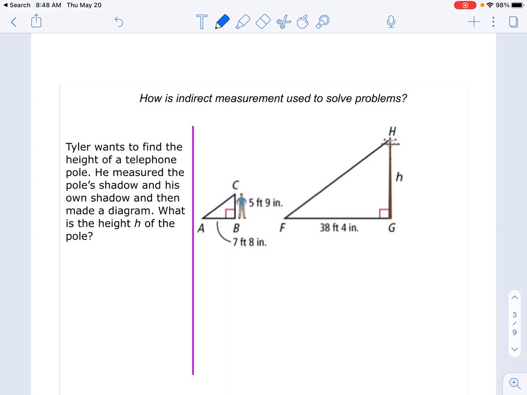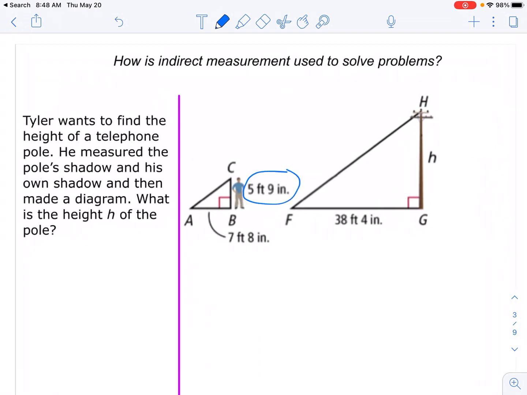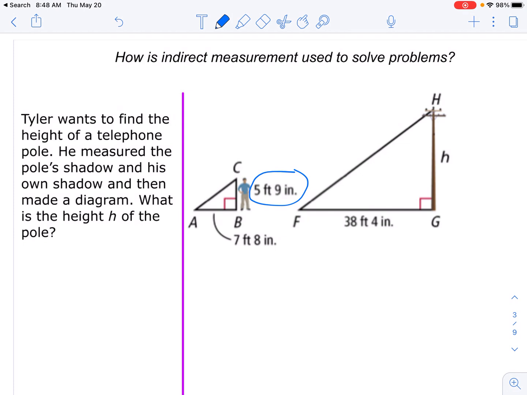He measured the pole's shadow and his own shadow and then made a diagram. What is the height of the pole? So the first thing I'm going to do is to convert all of these into inches so that I'm working with the same measurement, the same units. There are 12 inches in 1 foot. So if there are 5 feet, then there are 5 times 12 inches plus an additional 9, so 69 inches.